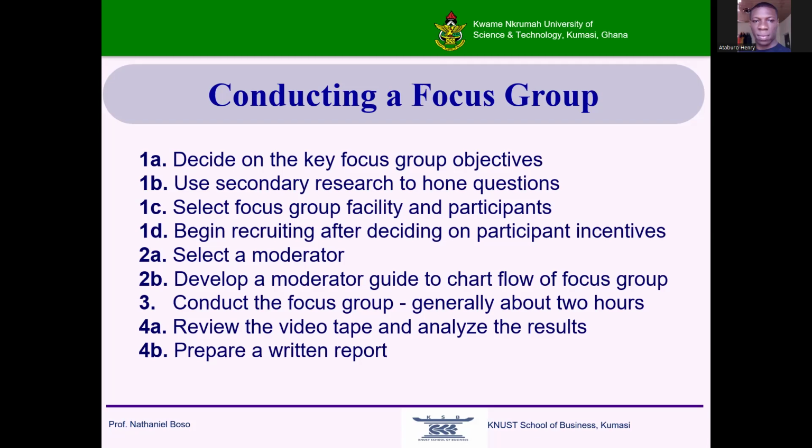And the fourth stage is you reviewing if it was tape recorded, video recorded, whatever. If it were notes taken, you review them and prepare a written report. Okay, so that is how you go about the focus group discussion. Any questions so far?